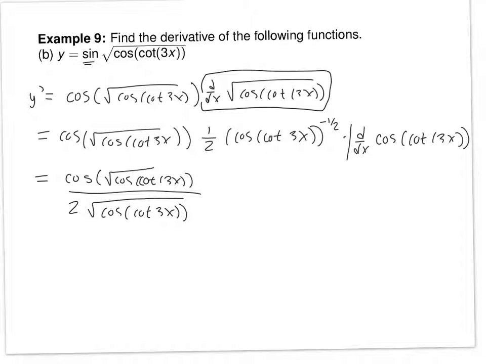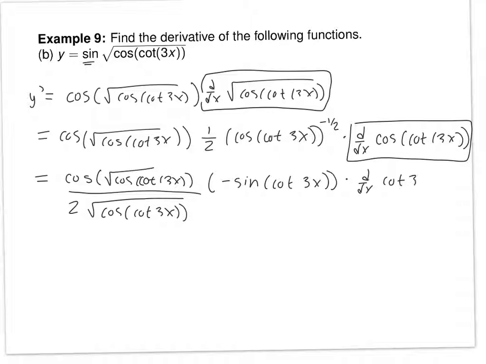Okay, now differentiate this piece. Who gets differentiated next? Who's the outside function now? Cosine. Cosine's derivative is negative sine, and the cotangent of 3x stays inside, times derivative of cotangent 3x. And now you're almost done.